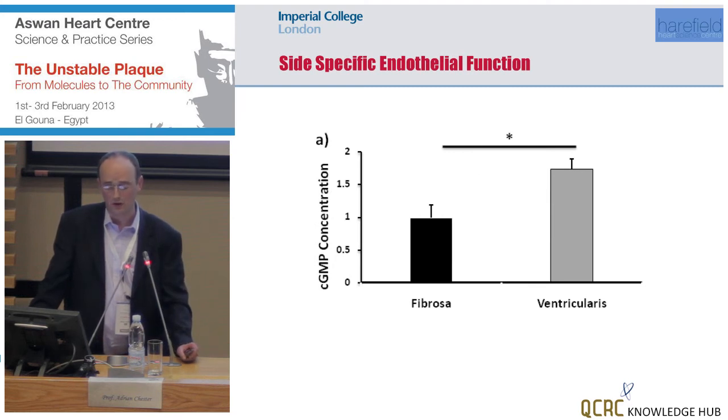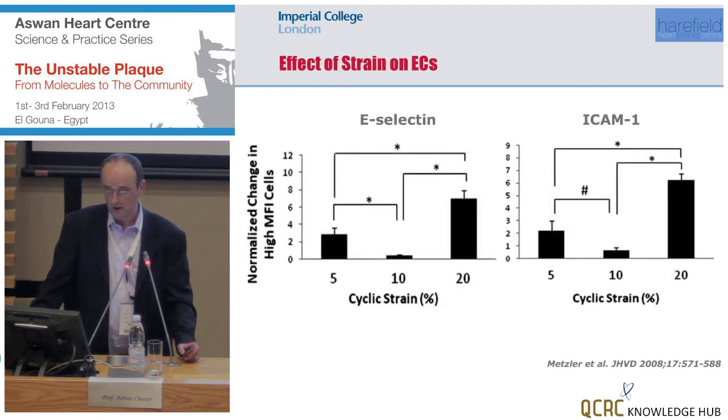And indeed, you can also look at changes in endothelial function. This is measuring cyclic GMP, work carried out by Ismail Hamamsi, looking at differences by stimulating the endothelium on the aortic side or the ventricular side, and the aortic side appears to release less protective nitric oxide. Also, you can look at the strain experienced by endothelial cells and show that if the strain increases, this can also produce a pro-inflammatory state by inducing the expression of cell adhesion molecules.